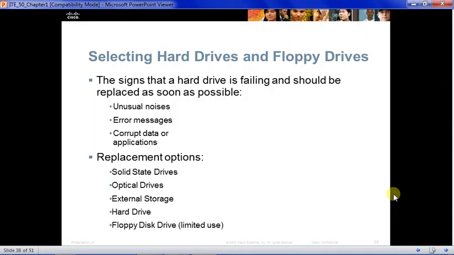So what are some replacement options? You could do a traditional magnetic disk drive with a solid state drive, optical drives. There could be external storage. And again, I mean floppy drive. We see limited usage there. I've already mentioned that. Another way, we can do external storage with USB also.